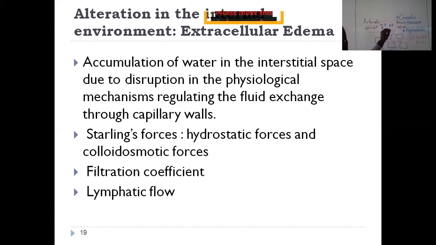Now, when there is injury or when there is inflammation, things happen slightly differently, leading to what we refer to as extracellular edema. Because of inflammation, because of the several cellular mediators that are released, there is a dilatation. In other words, this arteriole dilates, it enlarges in size. As a result, there is too much blood coming towards that area where there is inflammation or injury.